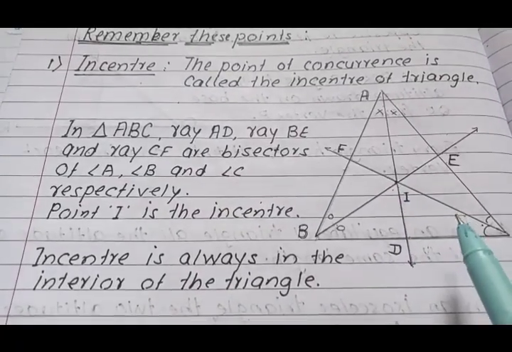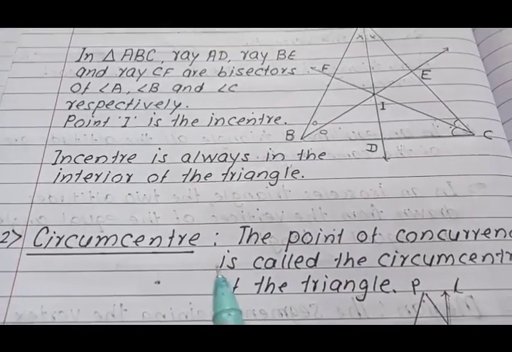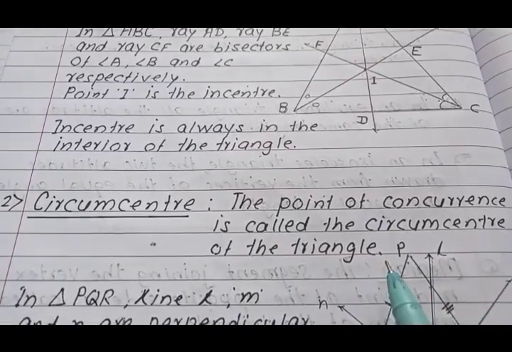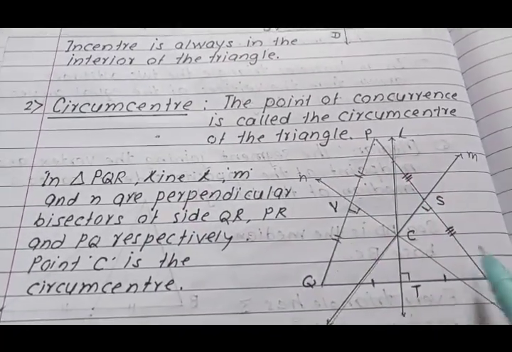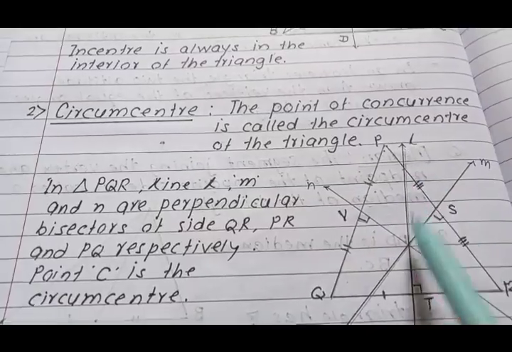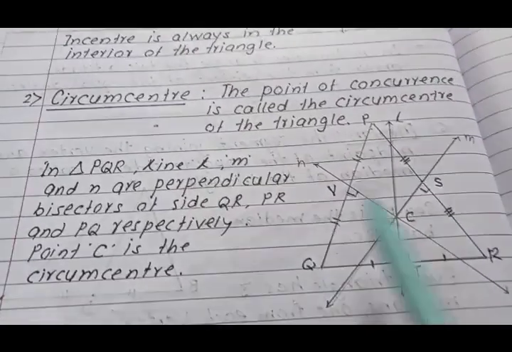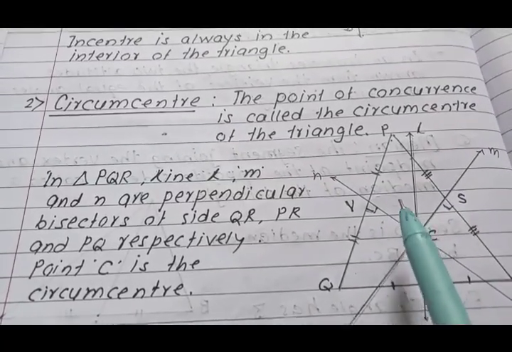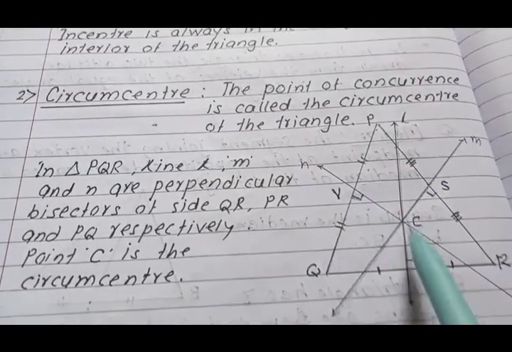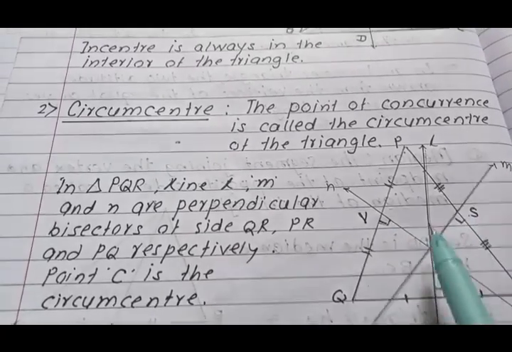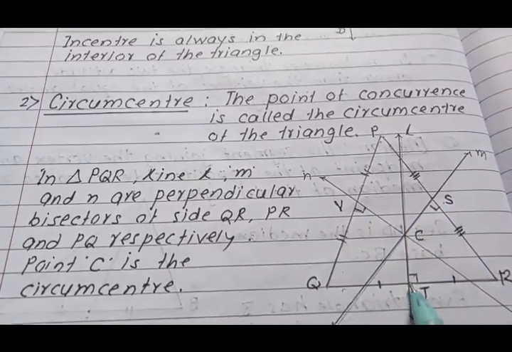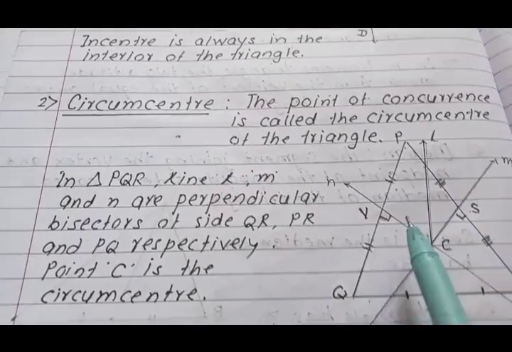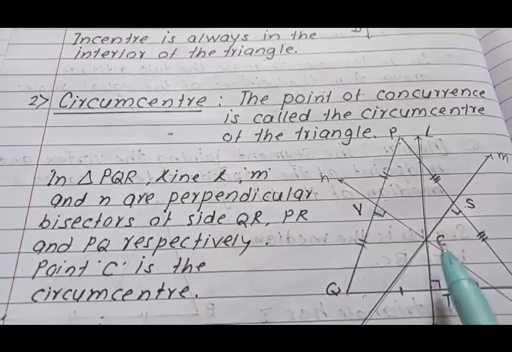Number two, circumcenter. The point of concurrence is called the circumcenter of the triangle. In triangle PQR, line L, line M and line N are the perpendicular bisectors of sides QR, PR and PQ respectively. Point C is the circumcenter.